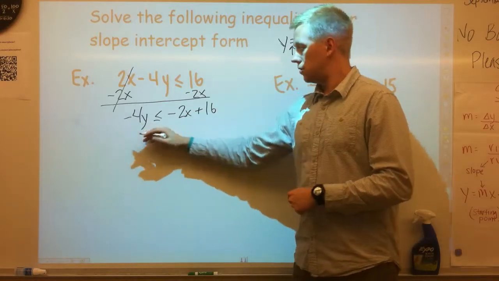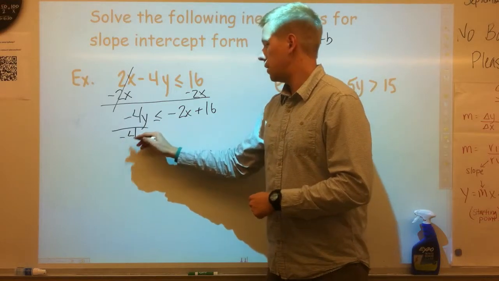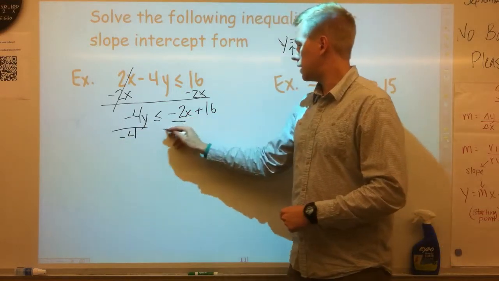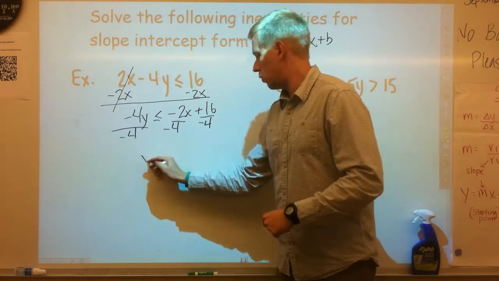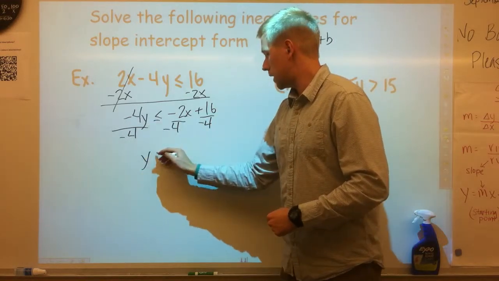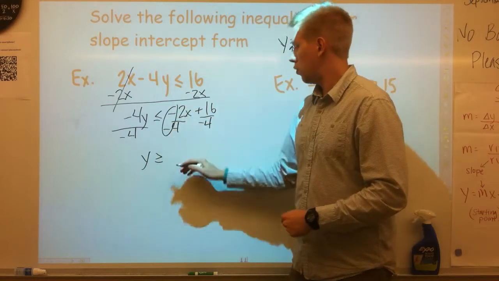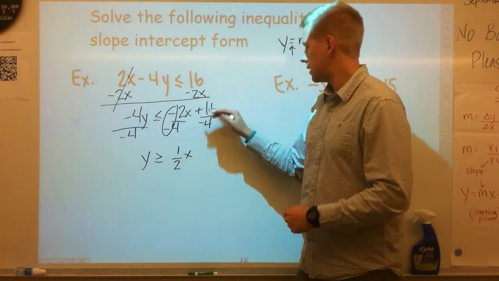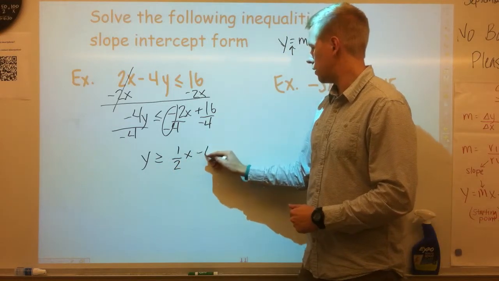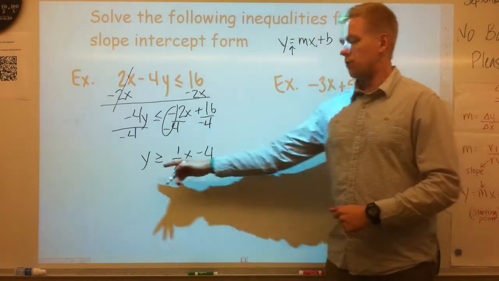My last step is to undo the multiplication, which is negative 4. Now be careful when I divide here, because my sign will change. So when I do that, I have y is no longer less than or equal to, it's going to be greater than or equal to negative 2 over negative 4 does reduce to 1/2, and it is positive. 16 divided by negative 4 is negative 4. So my sign would now have changed to greater than or equal to.